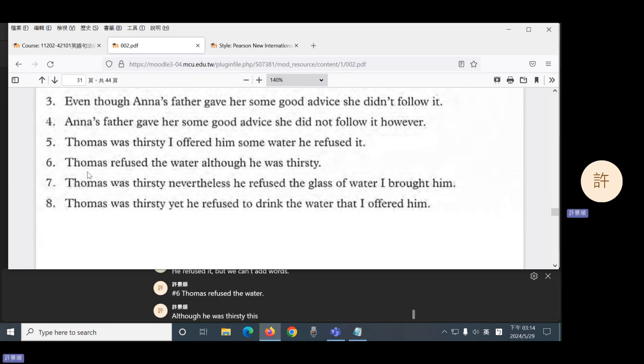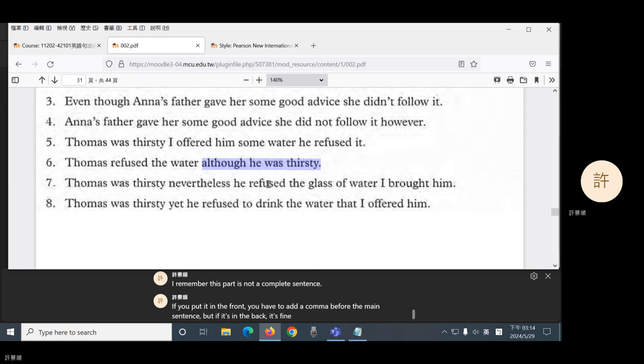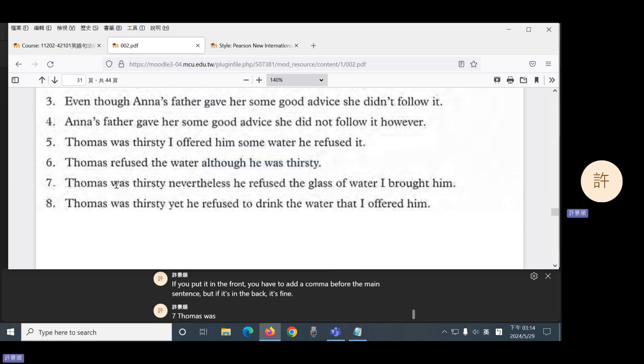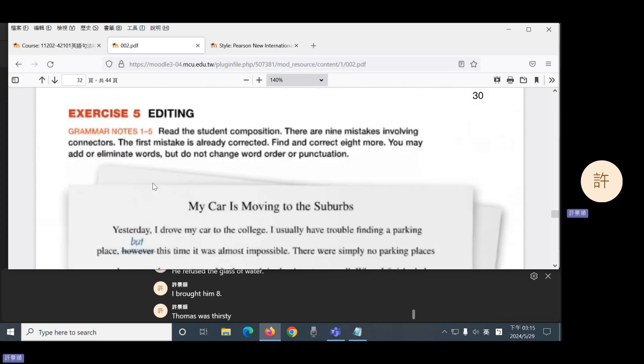This sentence is correct. Remember, this part is not a complete sentence. If you put it in the front, you have to add a comma before the main sentence, but if it's in the back, it's fine. Seven, Thomas was thirsty, semicolon, nevertheless, comma, he refused the glass of water I brought him. Eight, Thomas was thirsty, comma, yet he refused to drink the water that I offered him. Questions? Next page, 30.